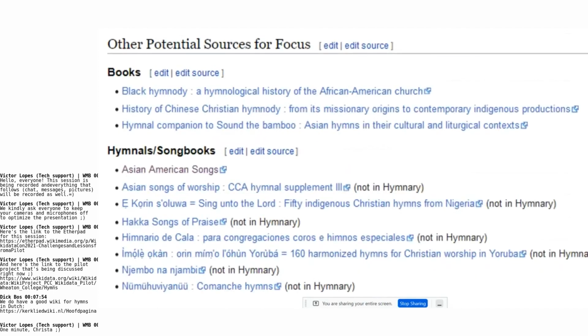Because of this data gap, I have started using my project page to compile a list of sources that could be useful for diversifying the coverage of hymns in Wikidata. Working through some of these sources would help fill knowledge gaps regarding underrepresented cultures on Wikidata. And then the data visualizations would better represent the vast variety in global hymnody.